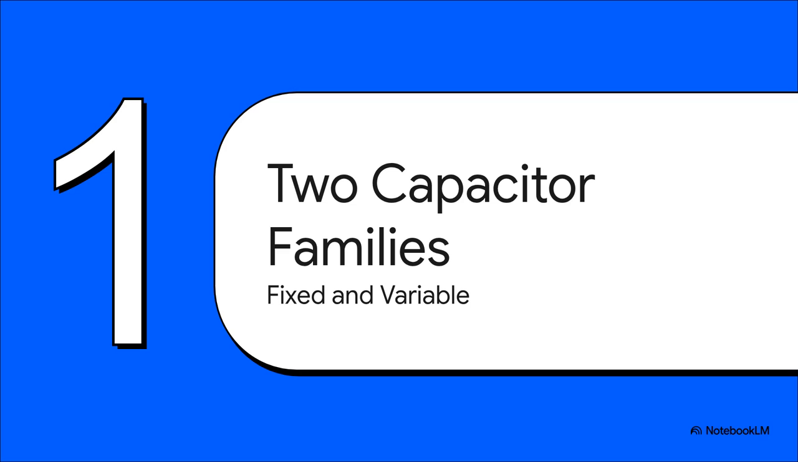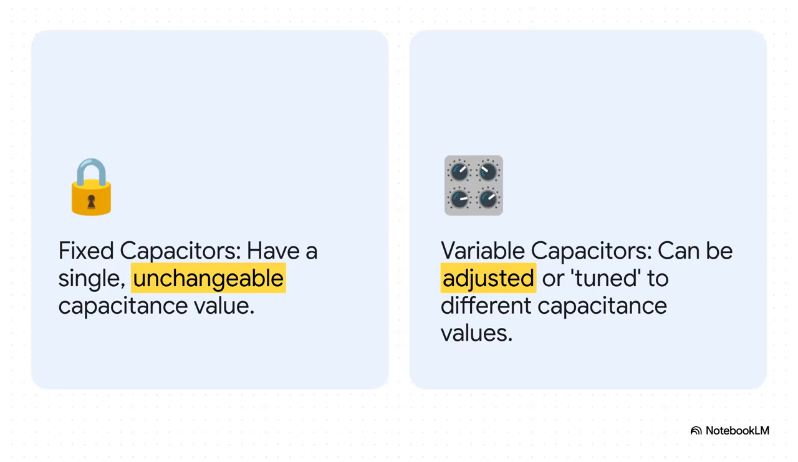Okay, so when we talk about capacitors, they basically fall into two main families. You've got your fixed ones and your variable ones. It sounds simple, but trust me, this distinction is really important for understanding how they're used. So, on one side, you have fixed capacitors. Their value is fixed. It doesn't change. Then you have the variable capacitors, and these are the ones you can actually tune or adjust. Which one you'd use really just depends on the job, right? Do you need something rock solid and predictable, or something flexible?